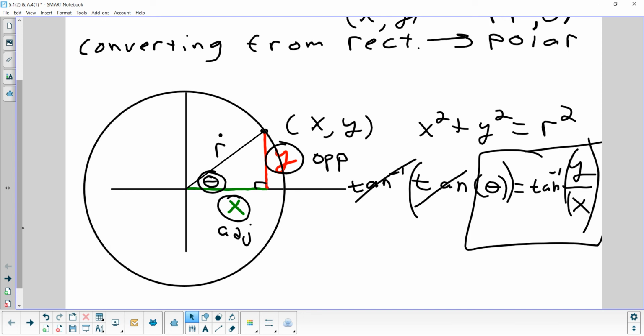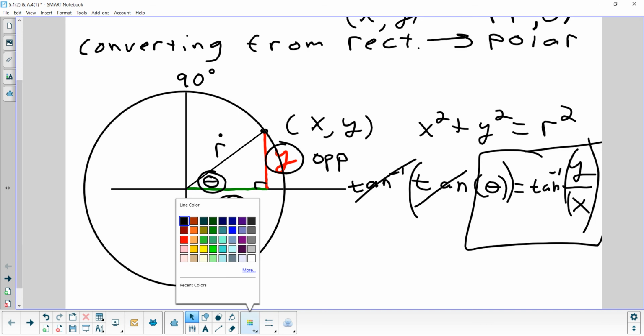Well, Colby, where's 90 degrees? Would it be the y-axis? Can you be more specific? Would be at the top of the circle, right? At the top, right on the positive part of the y-axis. So here's 90. All right?